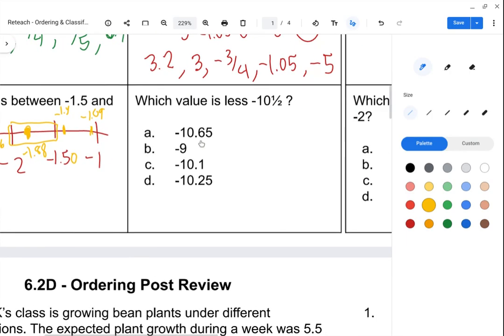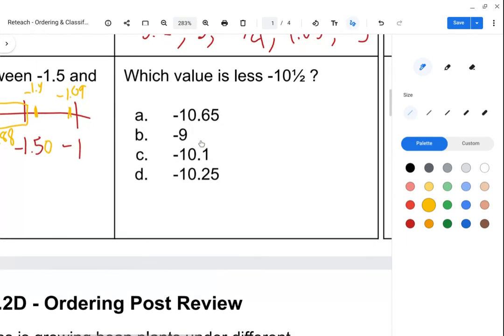Okay, again, think about this. Which value is less than negative 10.5? Draw yourself a number line. Here's negative 10. Here's negative 11. Here's negative 10.5 in between there, and you're wanting to know less than that, so something that goes this direction from there.